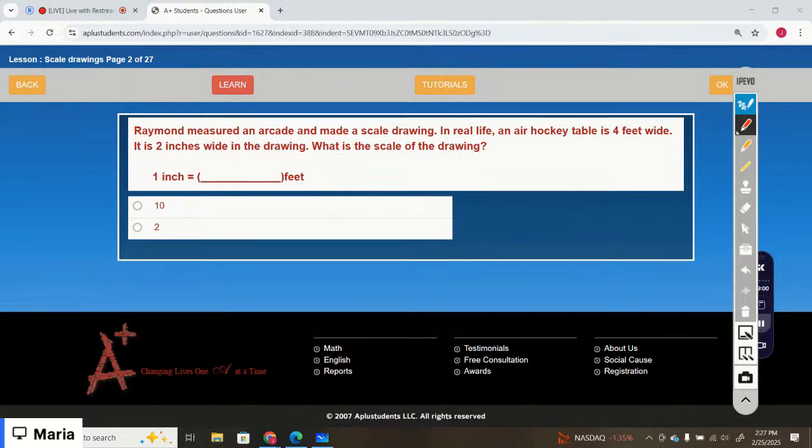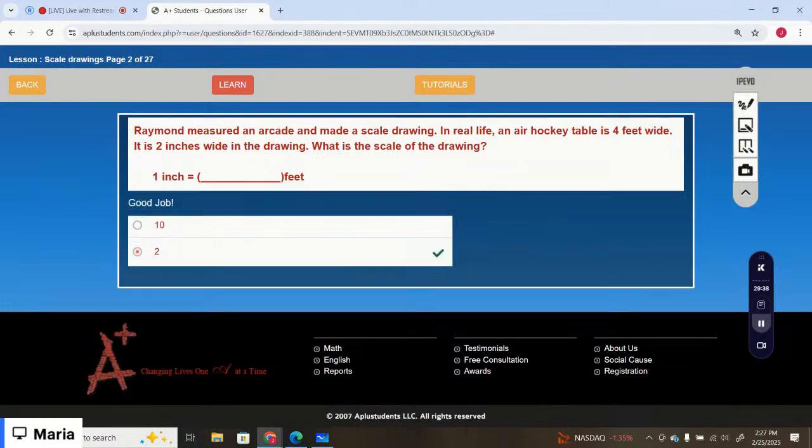You have to find the scale of the drawing, right? 1 inch equals... Hold on. An air hockey table is 4 feet wide in real life, but in the drawing it is 2 inches. So 2 times 2 is 4, right? Very good. So 1 inch equals 2 feet. The correct option is option number 2, 1 inch equals 2 feet.